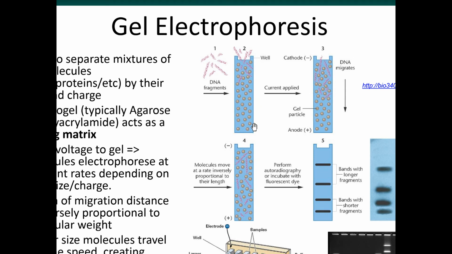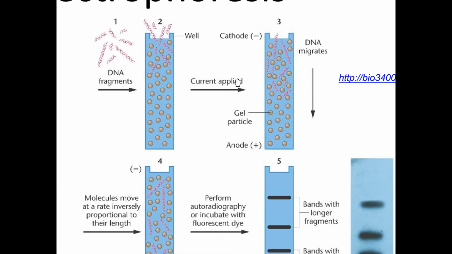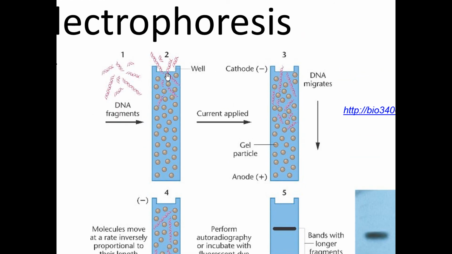When the current is applied, by the way, these gold dots here represent the gel particles. You can see how the molecules, the DNA molecule for example, move through the gel. It has to go around these gel particles. This represents what a pore is. The spacing between these particles would be the pore.